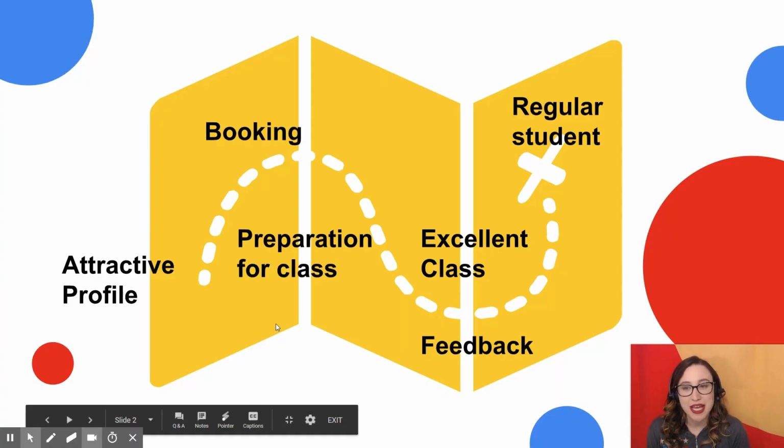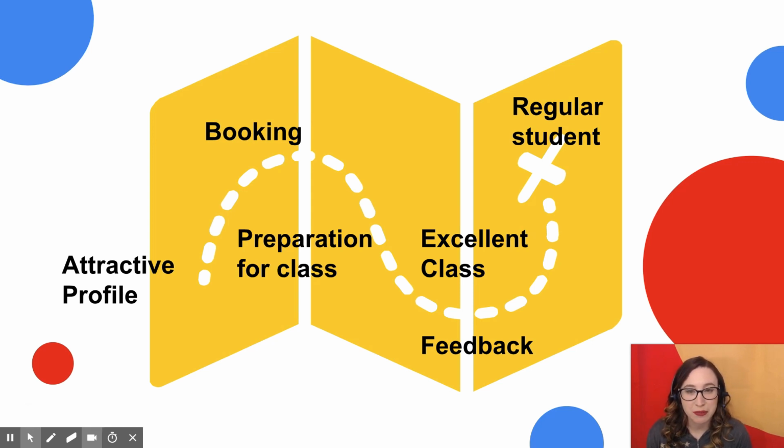This journey begins with having an attractive profile, getting that first booking, having careful preparation for class, having an excellent class, having great feedback that you give to the parent, and finally, after all of these things have worked together, you may get a return student that becomes a regular of yours. All of these things work together and you cannot have them without each other. We're going to be discussing each component in detail.